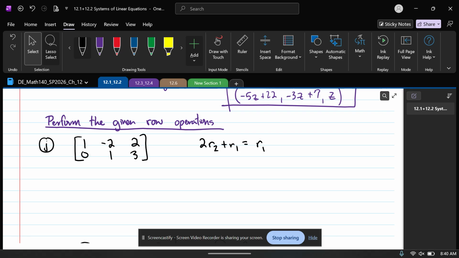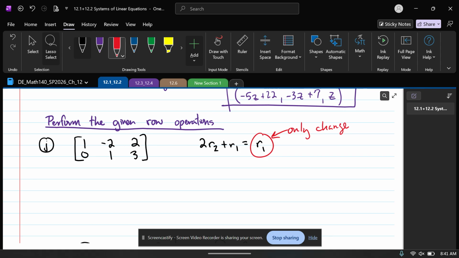So when you're doing row operations, they're going to tell you what row operations to do. They're going to give you a matrix. I got a matrix right here. And then they give you a row operation or row operations to do. So we have 2 times row 2 plus row 1 equals row 1. What this says is row 1 is the only change.